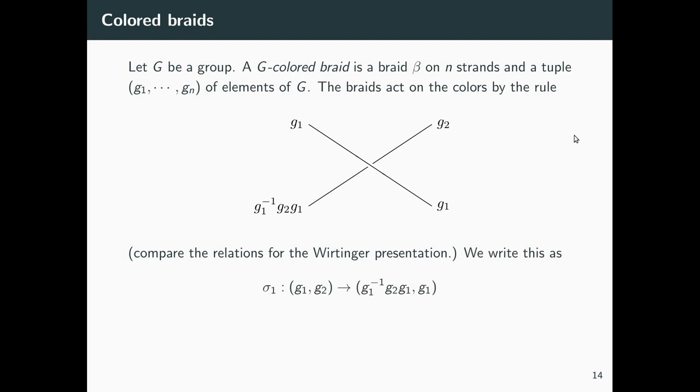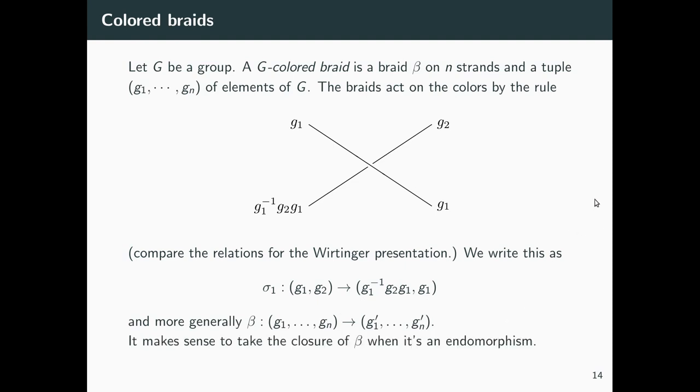I can think of this as a morphism. So here I'm going from the object (g1, g2) to the object (g1 inverse g2 g1, g1), which I write like this. More generally, you can talk about beta, some braid, being a map from some tuple to some other tuple. And when beta goes from (g1 through gn) to itself, then you can take the closure of it. You need to make sure that saying that it satisfies the relations is exactly the same thing as saying it's an endomorphism. It goes from a tuple to itself, not some other tuple.